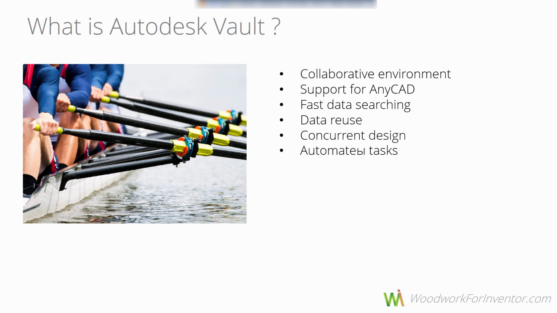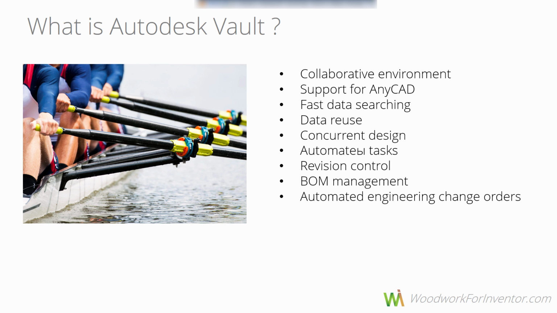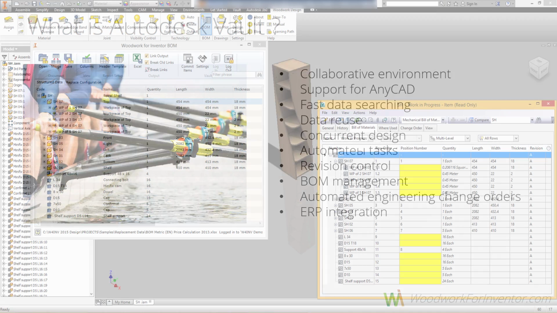And you'll get automated tasks. And you'll get revision control, BOM management. You'll get automated engineering change order, ECO. And also you'll get ERP integration. So basically it's all the basic stuff from the Vault. Of course, it's not an explanation about how the Autodesk Vault works, but it's the key points.